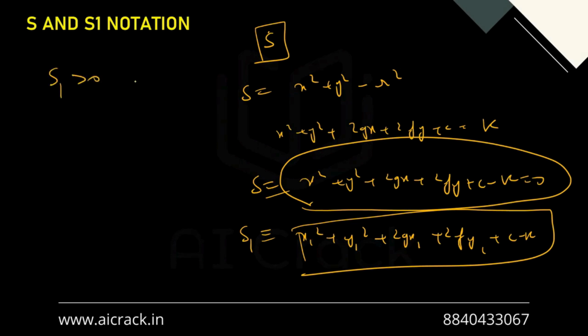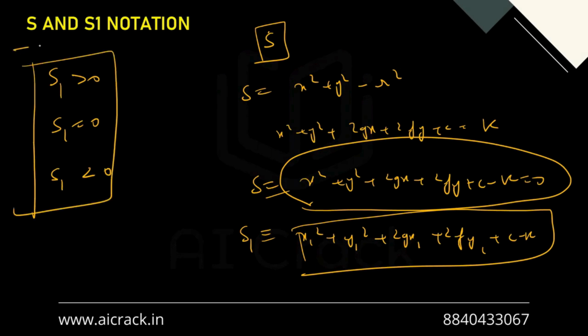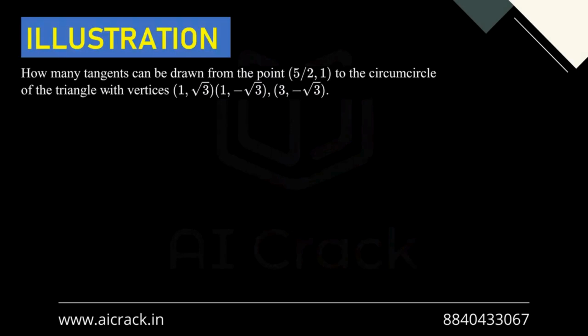So that was the first condition which you should remember: in such a case, S1 greater than 0 means the point is outside the circle, S1 equals 0 means the point is on the circle, and S1 less than 0 means the point is inside the circle. This is the condition you have to remember. The S and S1 notation is very important from a conics perspective. Now let's talk about this question.